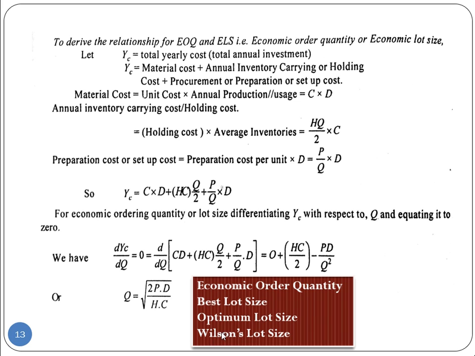Many times in the exam the examiner will mention that you have to find the Wilson lot size. Then you have to be very clear that Wilson lot size is a formula for the basic model 1 only. Not for model 2, model 3 and model 4. In the next models, model 2, model 3, model 4, Wilson will not be there. The other three, economic order quantity, best lot size, optimum lot size, will all be there. That is the only difference.